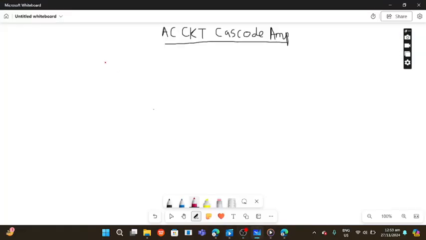So now we will discuss the AC circuit of a cascoded amplifier, in which we would have two configurations connected with each other. It would be a common gate with a common source amplifier. So first I will draw a common gate. I will just add a ground here.